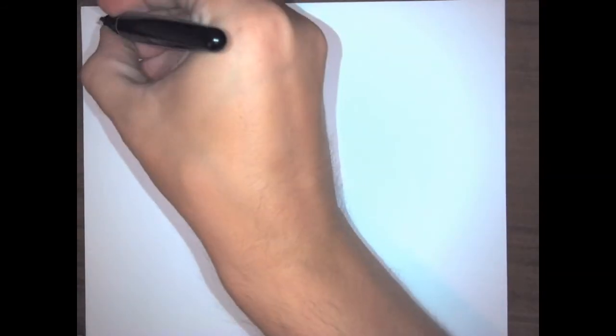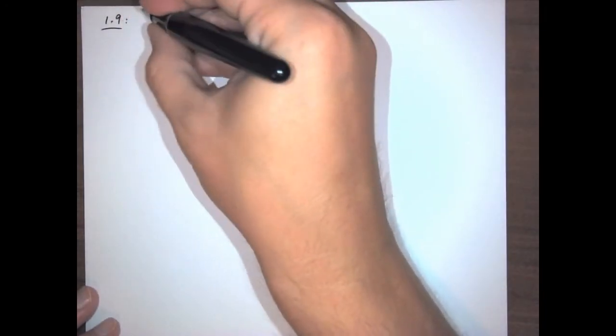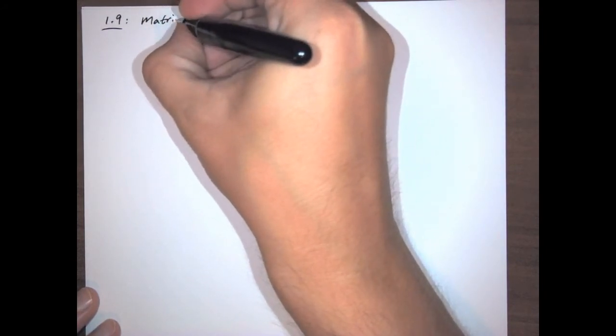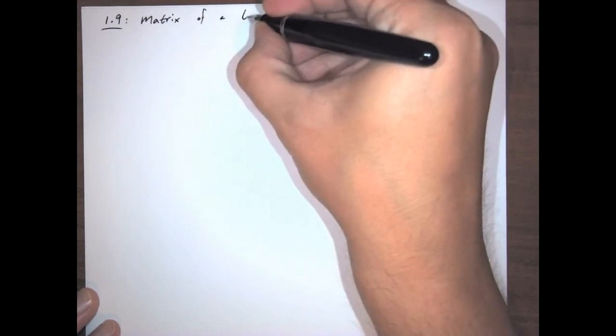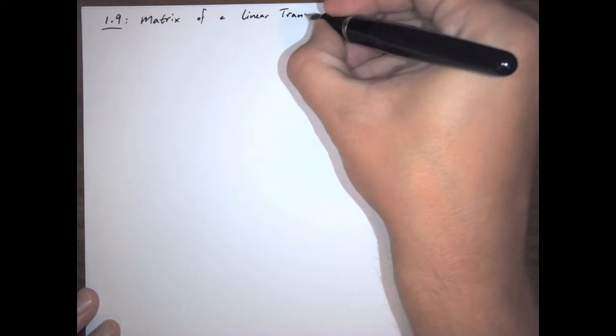The item on the docket today is section 1.9, which has to do with finding matrices for linear transformations. So, matrix of a linear transformation.